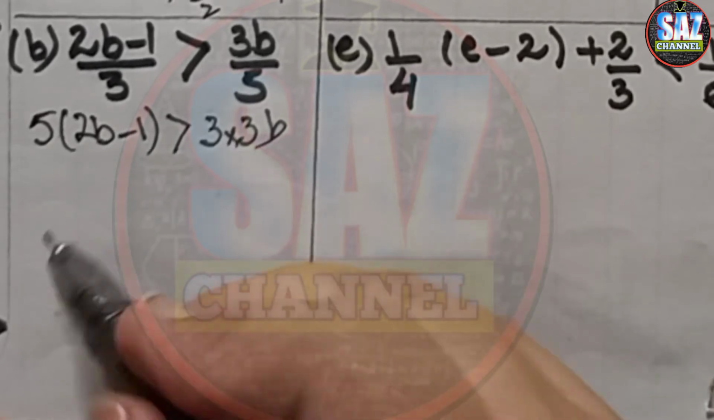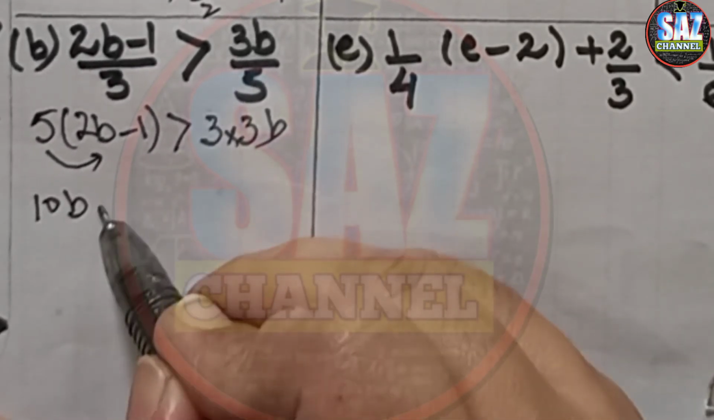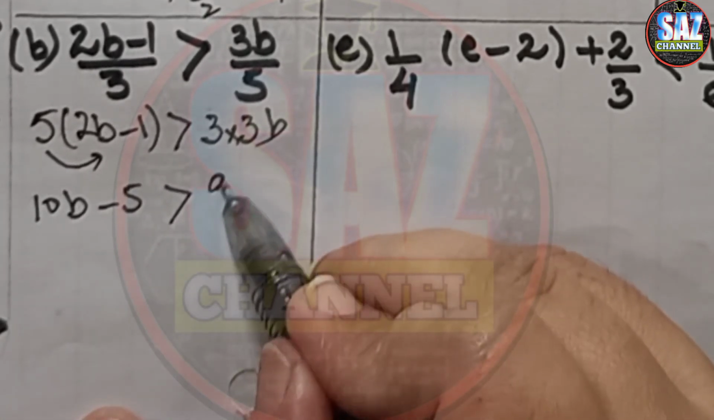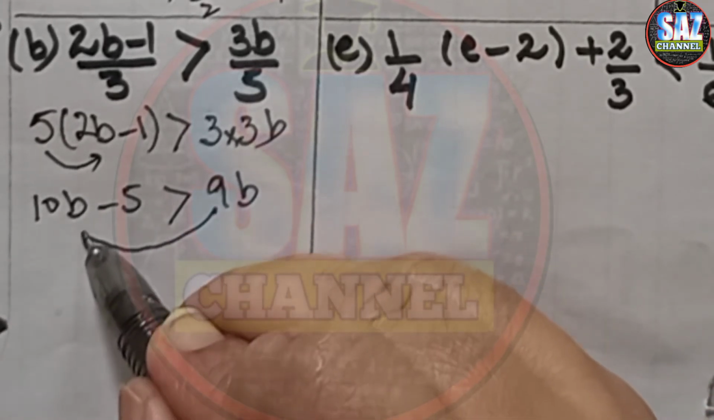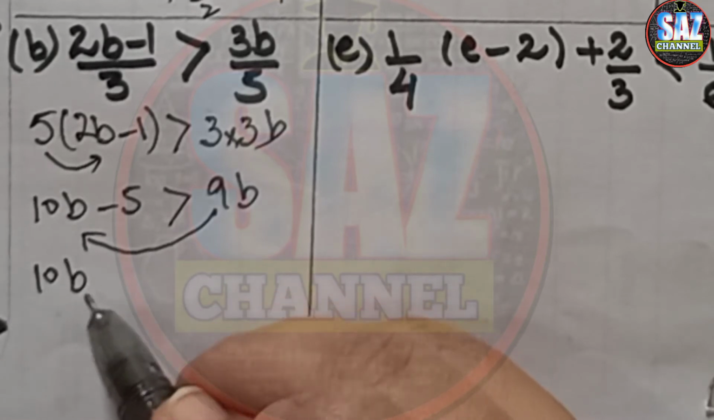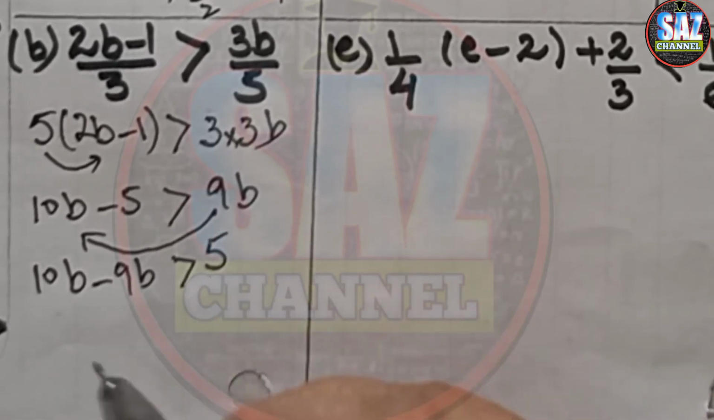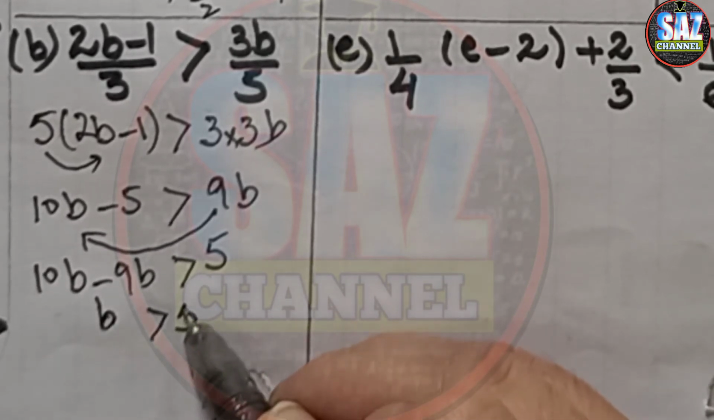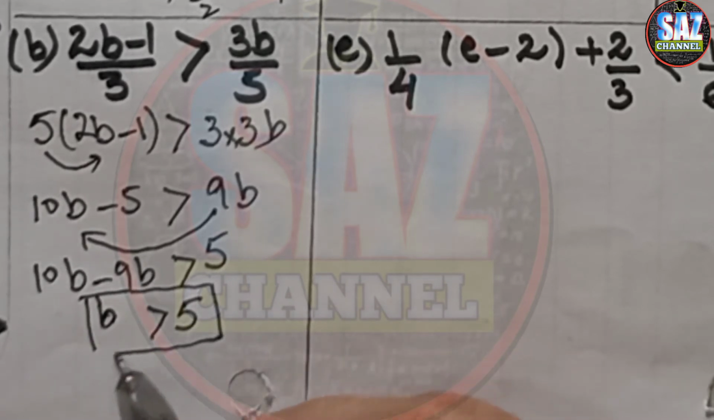3 multiplied by 3b. Apply distributive property. 10b minus 5 is greater than 9b. Shift b to the other side, that is 10b minus 9b is greater than 5, or b is greater than 5. This is the solution of this question. I hope you are clear about this situation.